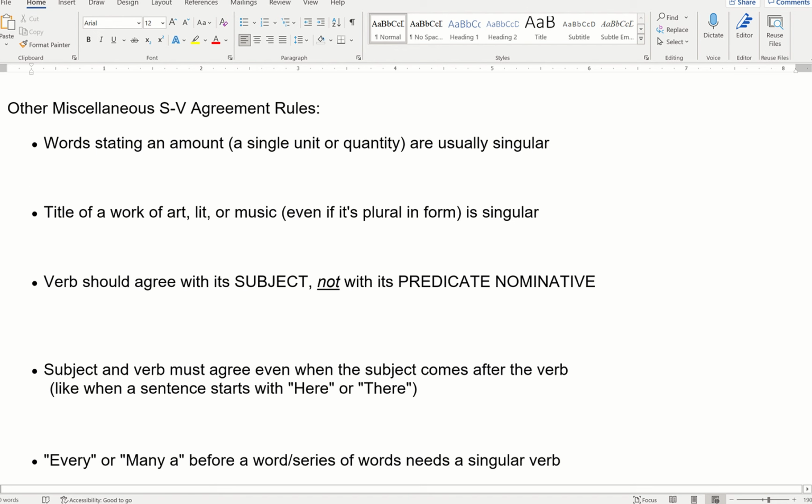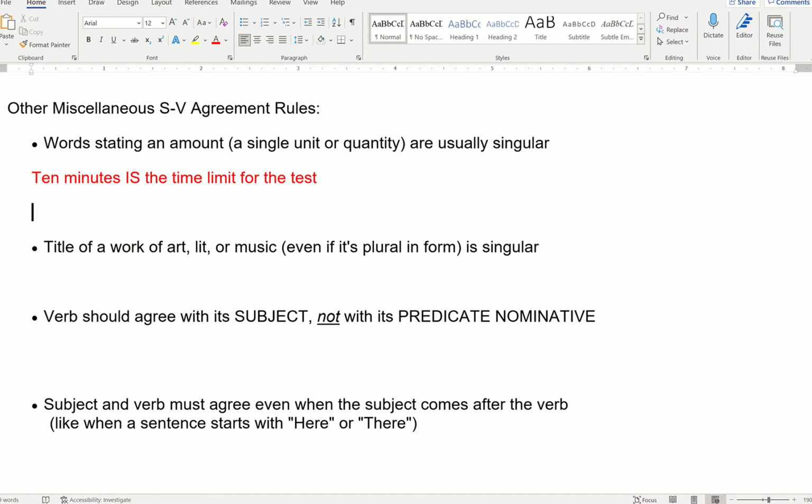So first off, words stating an amount that's a single unit or quantity are usually singular. So that's usually applying to things like cost or time. So I could say 10 minutes is the time limit for the test, in which case 10 minutes sounds like it's going to be plural, right? But it's talking about just one amount of time, one set designated period of time.